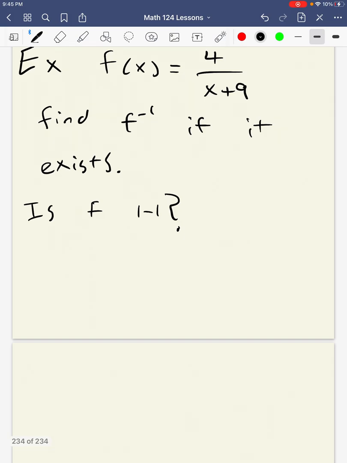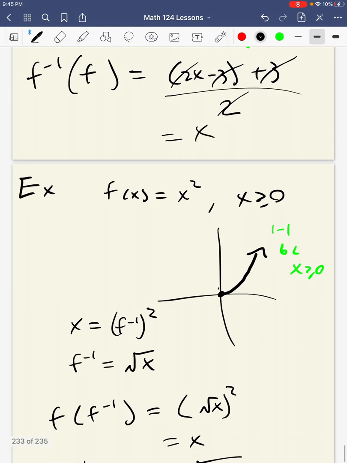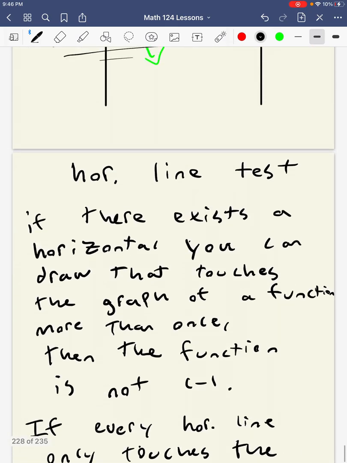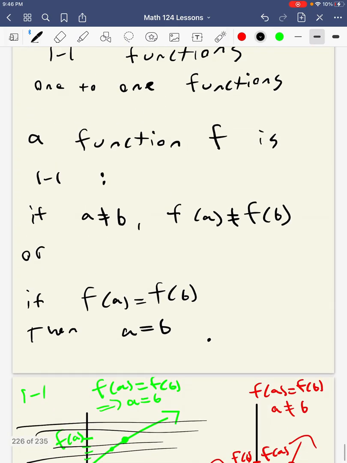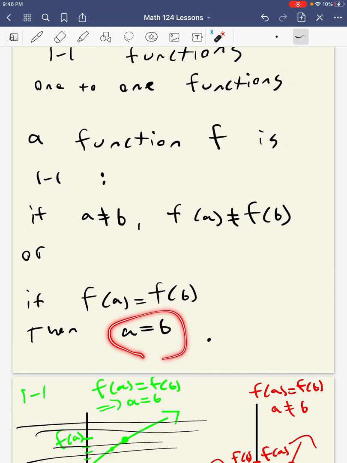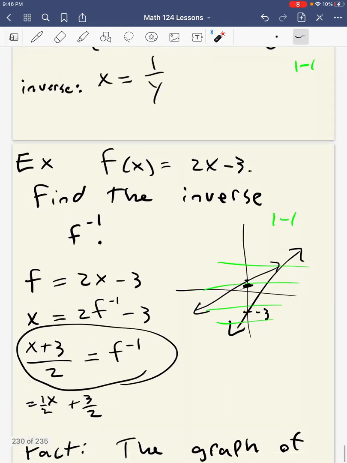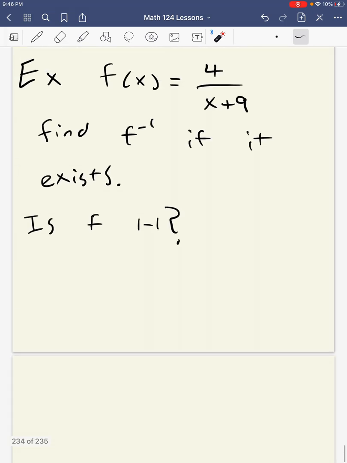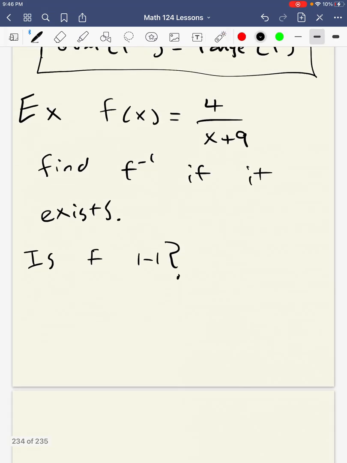Okay, well, we could just use the definition of 1 to 1. Let me scroll back up to remind us. We had two ways of defining it. We could do this one: if f of a equals f of b, then a must equal b. So we could use that to determine if a function is 1 to 1. If you don't know how to graph it, this is a good way to check.